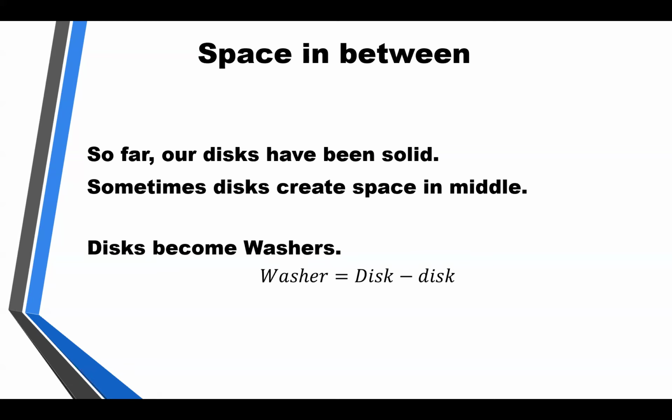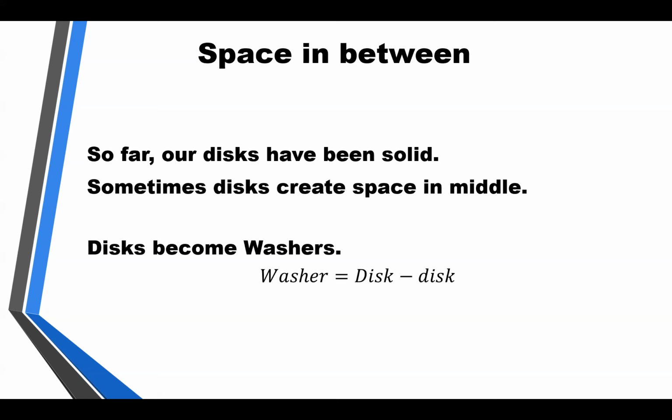Now, so far, every time that I've rotated a region around a line, that line has been one of the bounds of the region. Therefore, when we rotated, our disks have been solid. What if we revolve a region around a line where the line doesn't touch the region? So the line is away from the region.